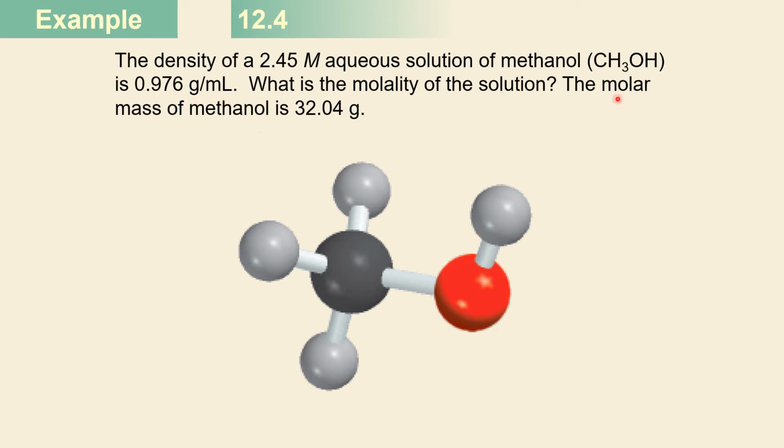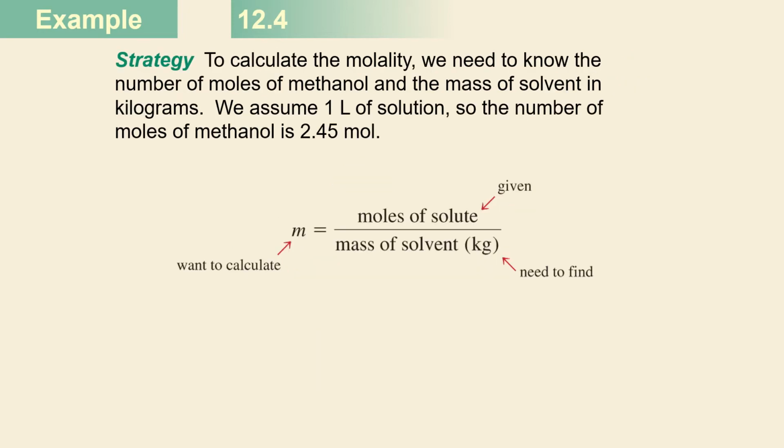So they conveniently provide us with the molar mass of methanol. And let's think about what we can and must do here. The first thing we're going to do is make an assumption to make our life easier. We're going to say we have 1 liter of solution. And if we have 1 liter of solution, by definition, given a molarity of 2.45 mole, that must mean in 1 liter of solution, we do have 2.45 mole.